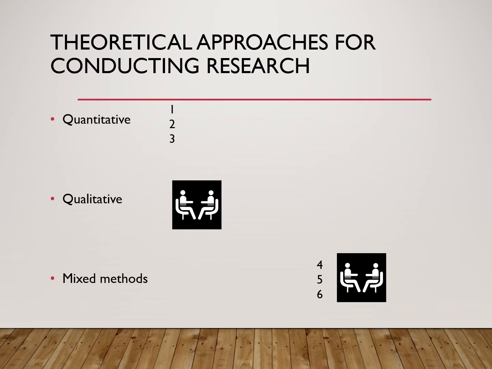As we talk about research methods, we'll look at different types of research related to theoretical approaches. The first one would be quantitative, which is more numbers based. Then we look at qualitative, which is more information based. And then we have mixed methodology, which includes a little bit of both. And we're going to go into each of these in a little more detail.